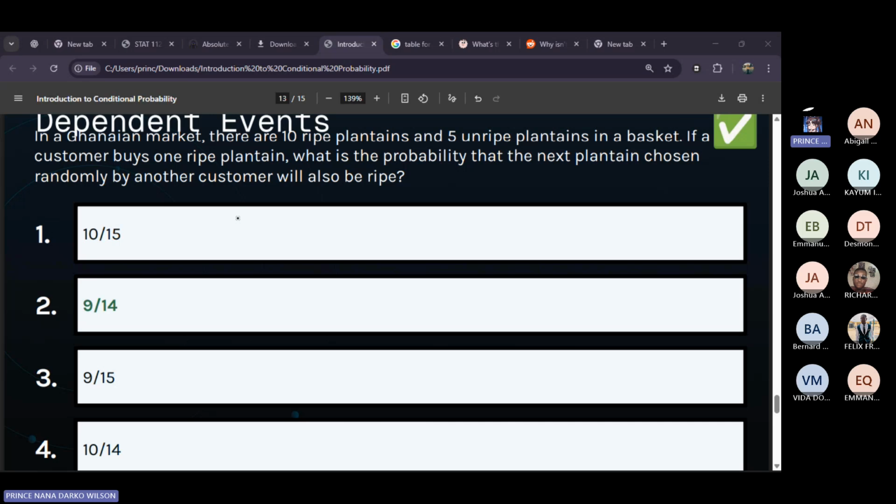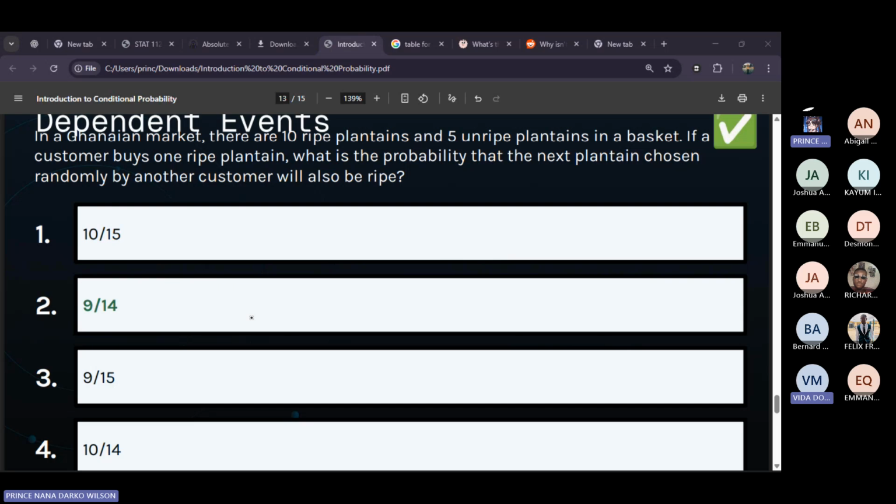So I'm asking, if the first customer has already taken one plantain, and someone comes and also wants to buy plantain, and the lady reaches into the bag and randomly pulls out a plantain, what is the probability that that plantain is ripe? That will be the number of ripe plantains here divided by the total number of plantains that we have, right? So the number of ripe plantains, since we had 10 and we've taken away 1, the new number of ripe plantains is what? 9.